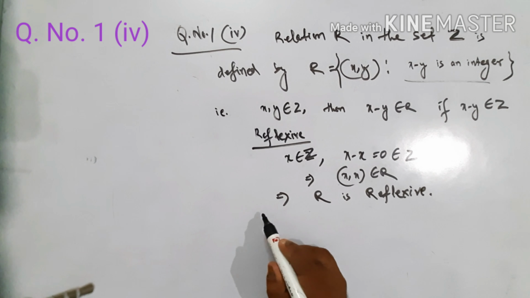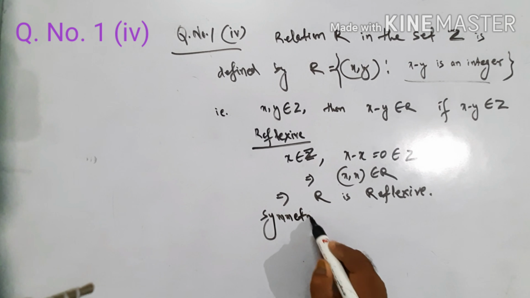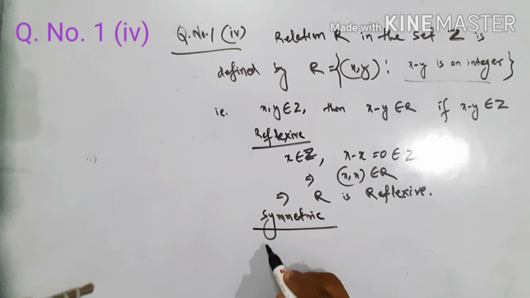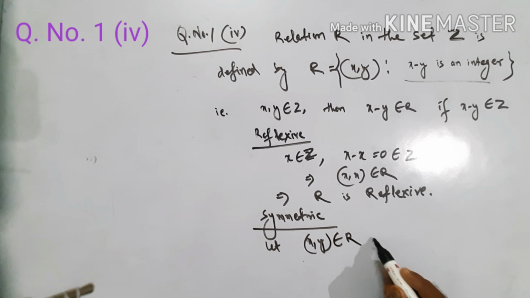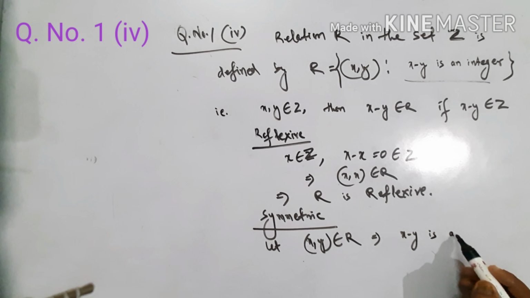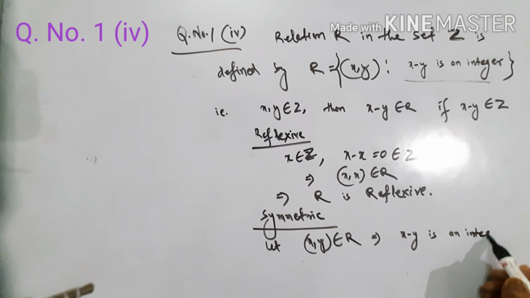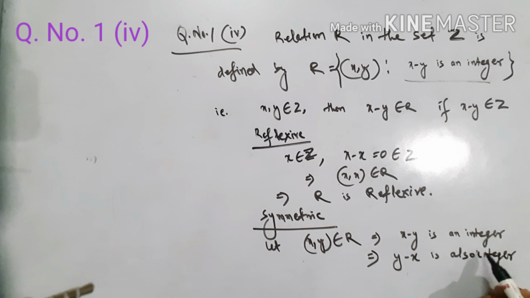Now show that R is symmetric. It is also very simple. That is, let the ordered pair (x, y) belong to R. This implies x minus y is an integer. Then this implies y minus x is also an integer. That means the ordered pair (y, x) belongs to R.